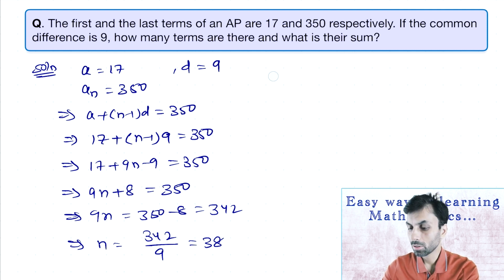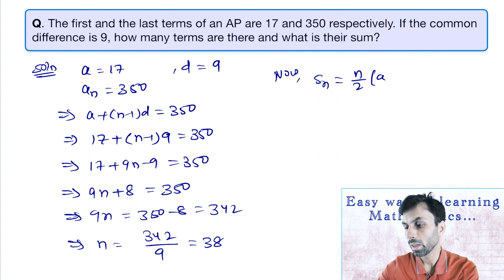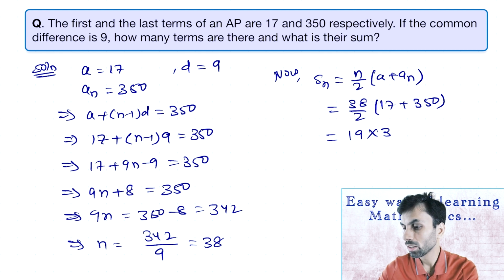Now, as we have got the number of terms, we will find their sum. So now Sn, here we'll use the formula n by 2 into (a plus an), as we know the first and last term. So it will be 38 upon 2. First term is 17 and the last term is 350, which we can write as 19 into 367. The value of it will be 6,973.